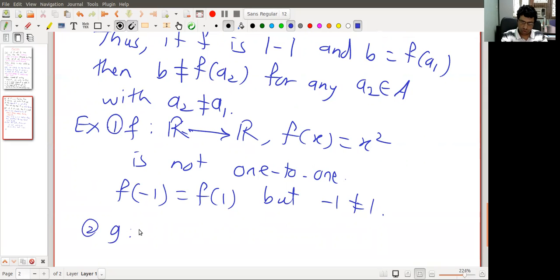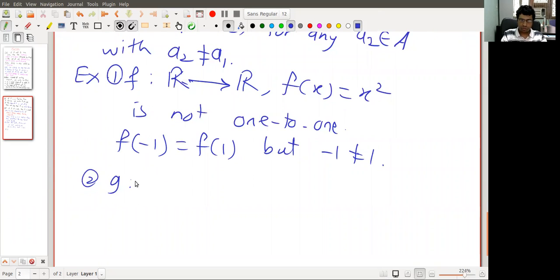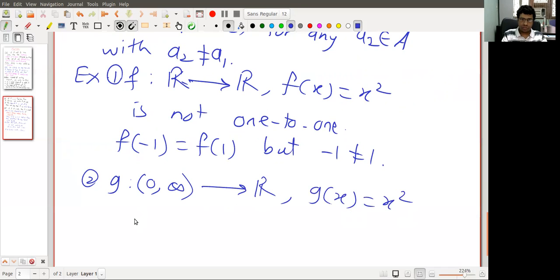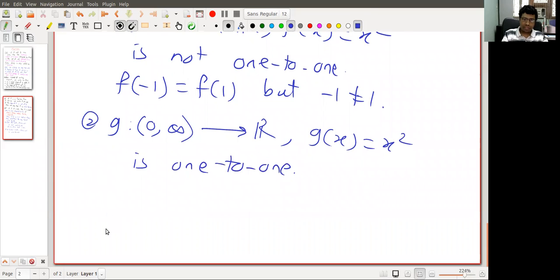Consider g whose domain is not the set of all real numbers, instead it is the open interval 0 to infinity, mapping to R, with the same definition, g of x equal to x square. So this is 1 to 1. Okay, so if we sketch the graph of f, then it looks like this. This is f.